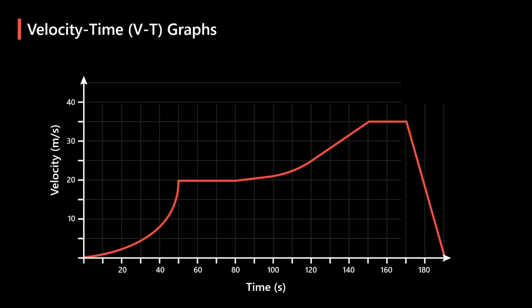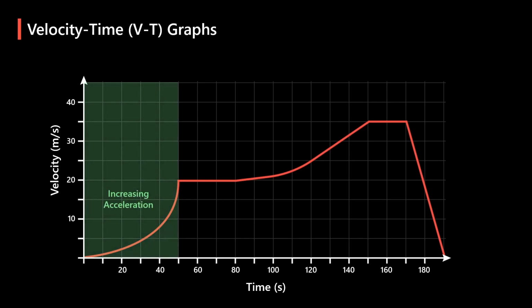You'll often come across velocity time graphs that look like this. Just like with a distance time graph, different types of lines represent different things. A line curving upwards represents an increasing acceleration. In 25 seconds, the velocity of the object has increased by about 3 or 4 meters per second. After another 25 seconds, the object's velocity has increased by nearly 15 meters per second. So over time, the velocity of the object increases more and more.